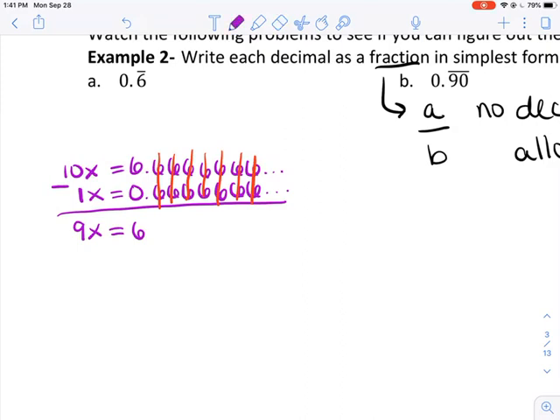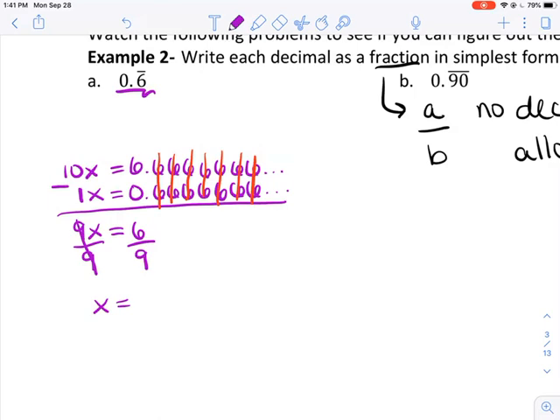Now, let's solve for x and see what happens. I'm going to divide by 9 on both sides. And I get x equals... Now, you could enter 6 divided by 9 in your calculator. You might want to try that and see what happens. Fun fact, it's this number.